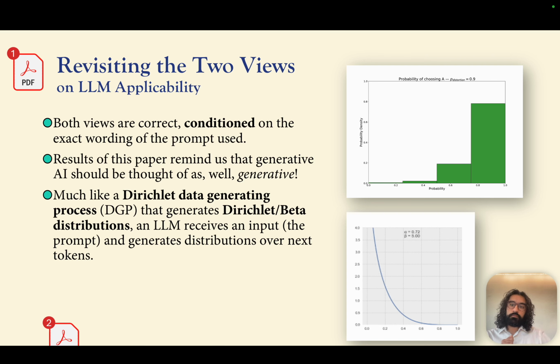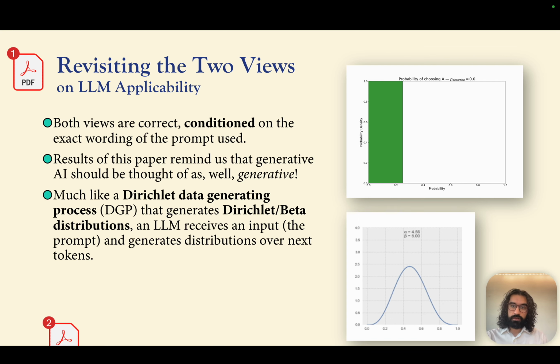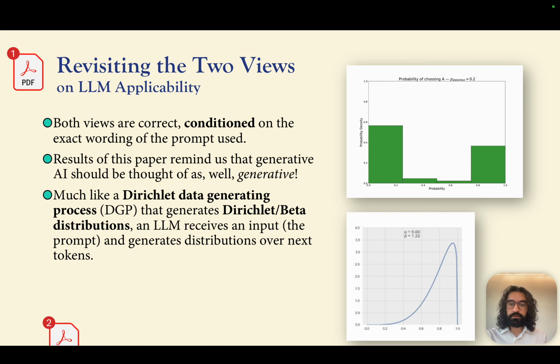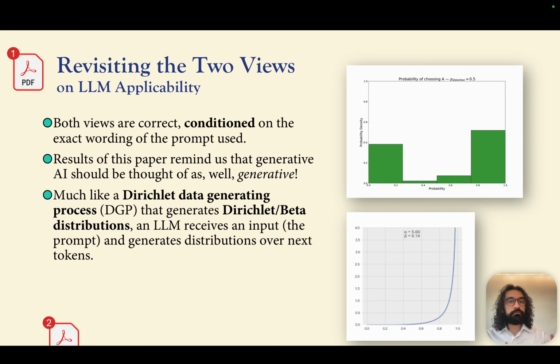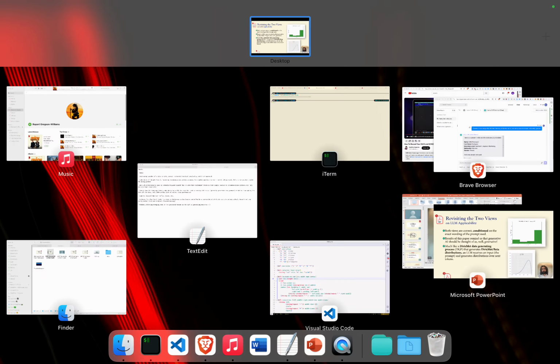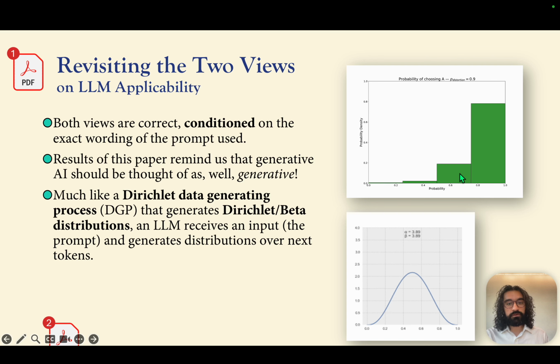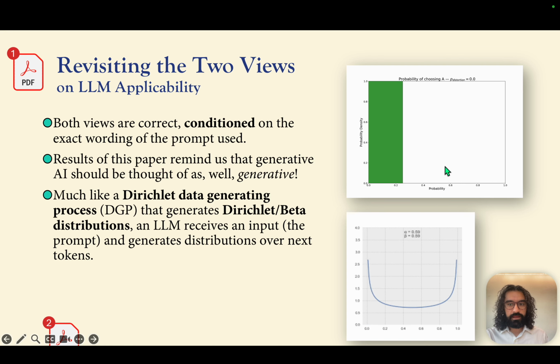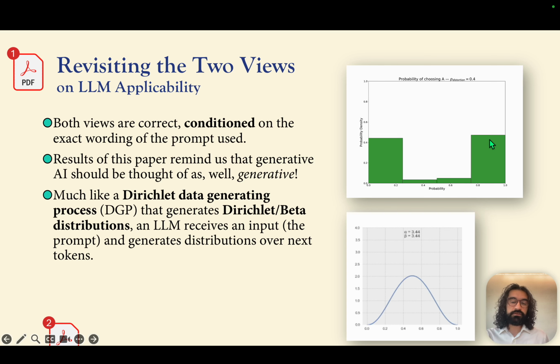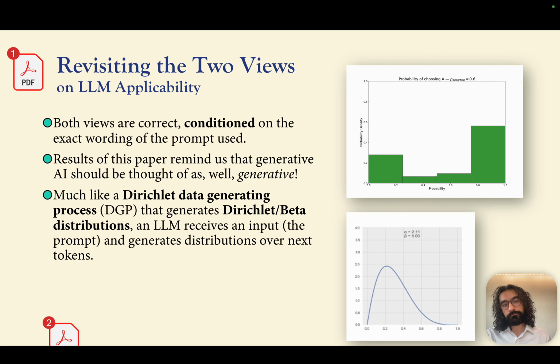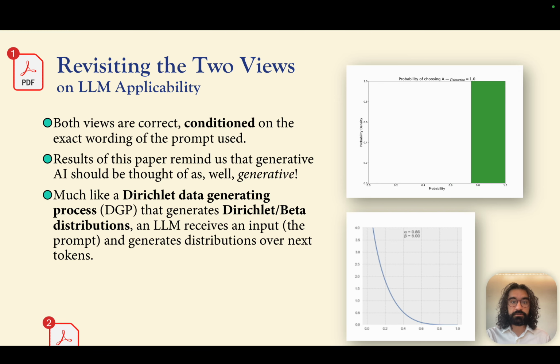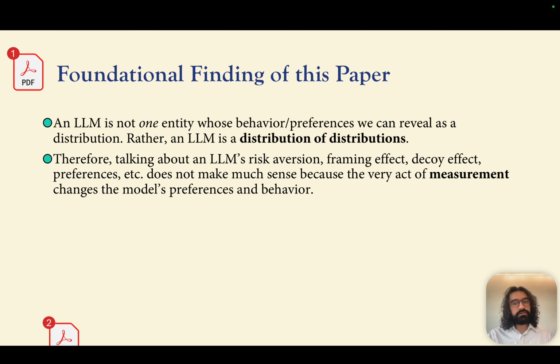As we distort the prompt, we go from distributions that highly favor choosing flight A to distributions that highly favor flight B. And for those who are familiar with beta distributions, you can fit a beta on this and find out the alpha and beta parameters of this beta. But essentially, the paper tells us that the very act of measurement changes the preferences of the model.